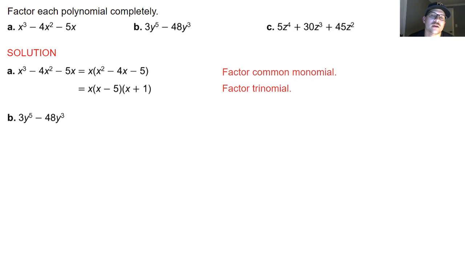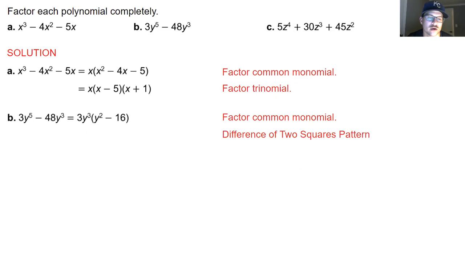Part B, you have two different terms. This is a binomial. One of them is a power to the 5, one of them is a power to the 3. So let's take out our greatest common factor. They both have a 3, and they both have a y to the third power. So that's what we're going to take out in common of both. And then notice your y squared minus 16 is a difference of two perfect squares because 16 is a perfect square. So it becomes y plus 4 and y minus 4.